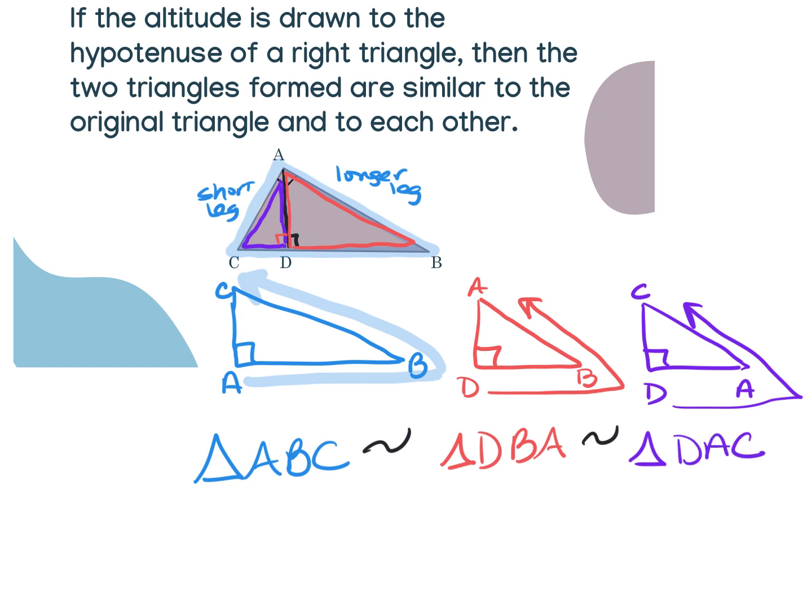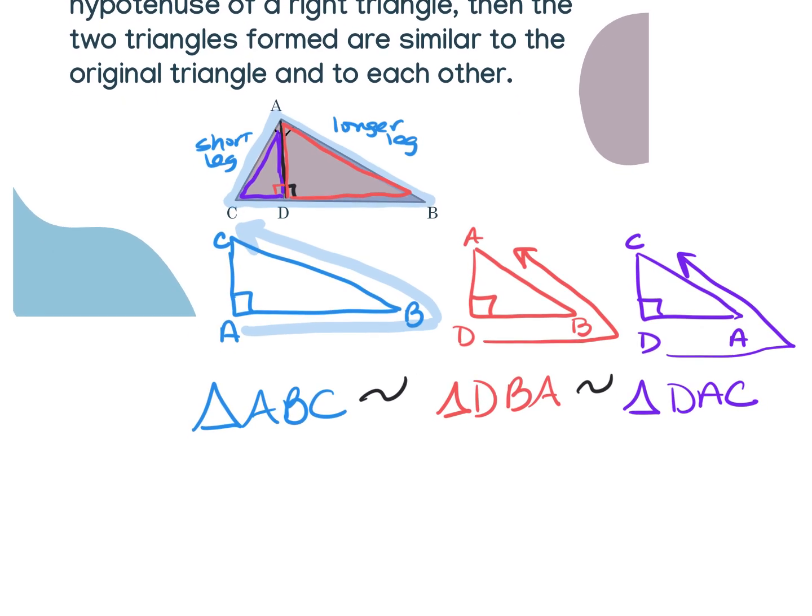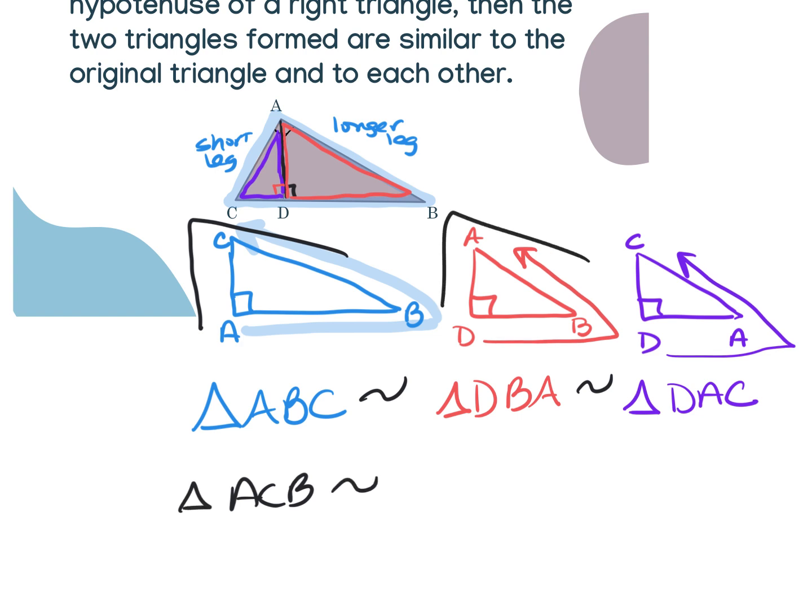Now, technically, it doesn't matter where you start. So like, for example, I could have started at the right angle and gone up and done ACB. But then for the next one, I got to go in that same direction. And that would have been DAB. So you pick a starting point, and then each one of the triangles has to go around in the same order, so you can write a similarity statement.